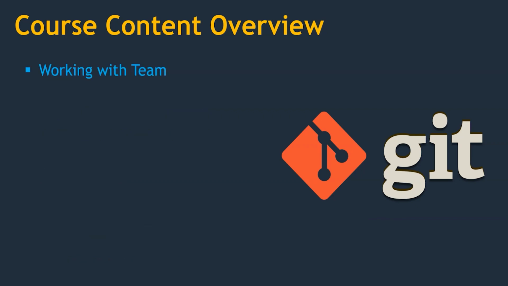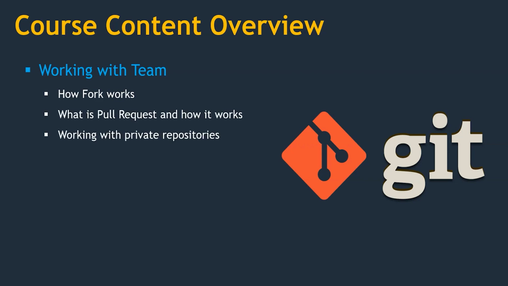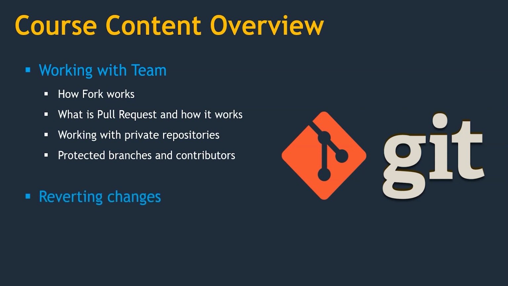Next module is working with team. Here we talk about Git forks. What is a pull request and how does it work? Working with private repositories. Protected branches and contributors. This we talk about in working with team.